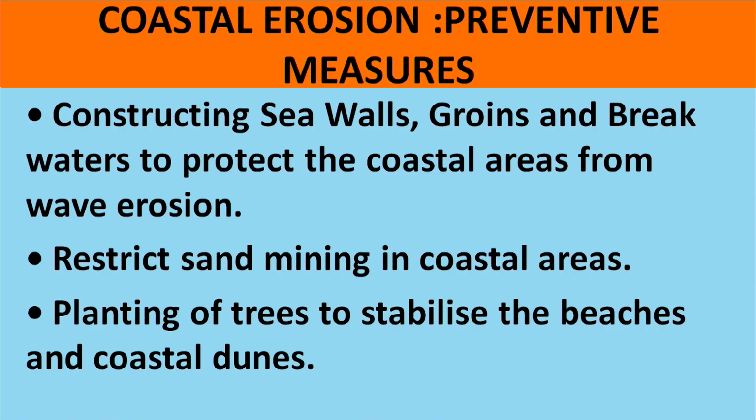Coastal erosion: what preventive measures can be taken? Constructing sea walls, groins and breakwaters to protect the coastal areas from wave erosion. Restrict sand mining in the coastal areas. Planting of trees to stabilize the beaches and the coastal dunes. These are the preventive measures which we can take to prevent coastal erosion.